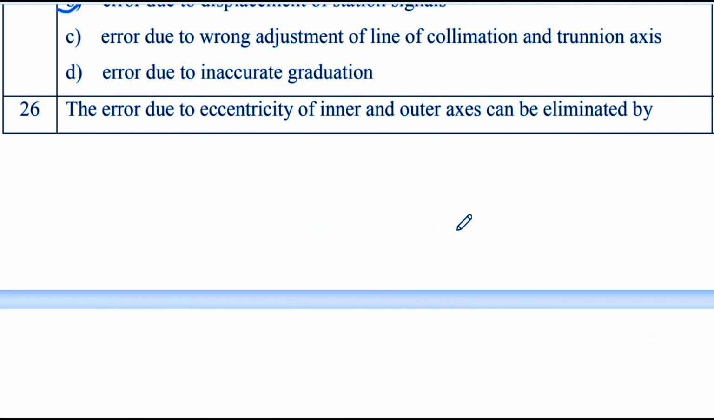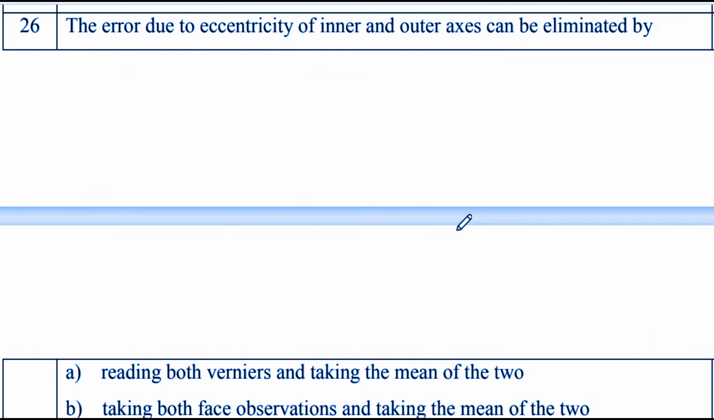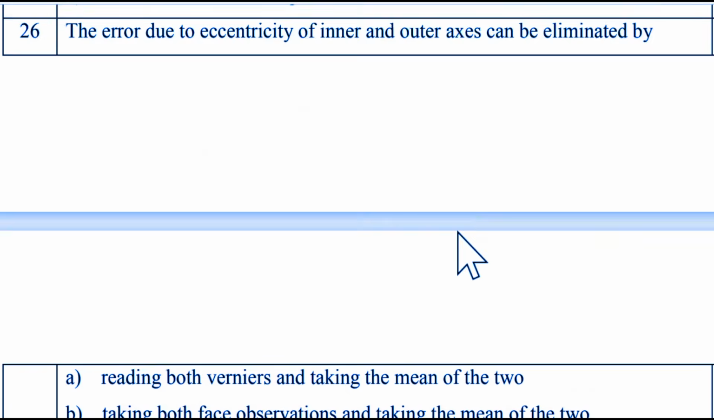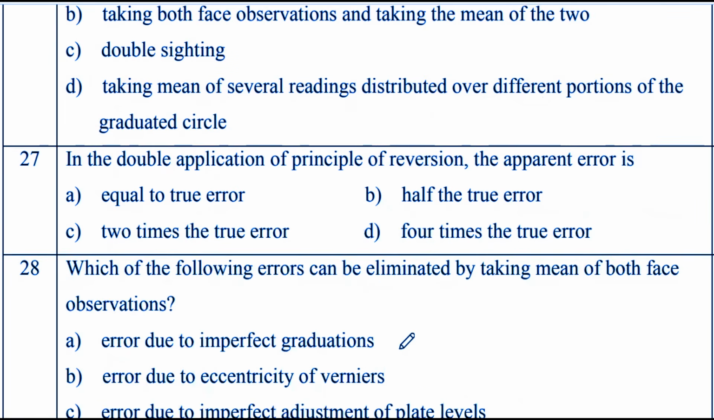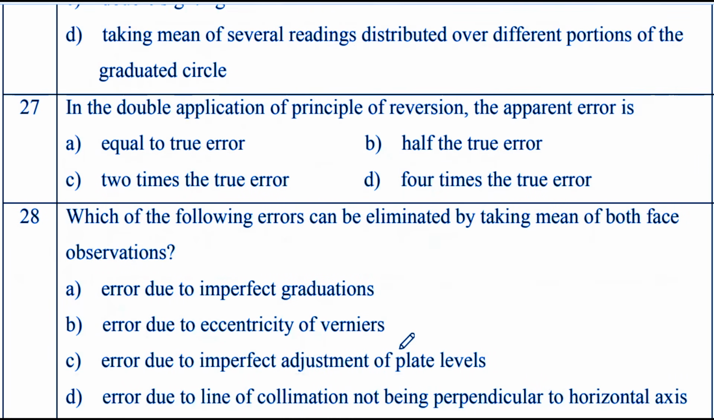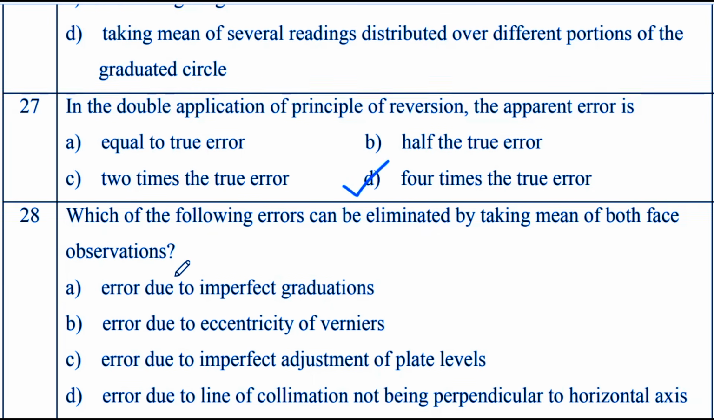The error due to eccentricity of inner and outer axis can be eliminated by reading both verniers and taking the mean of the two. In the double application of the principle of reversion, the apparent error is equal to: true errors, half the true errors, 2 times the true errors, or 4 times the true errors. And here, 4 times the true errors.